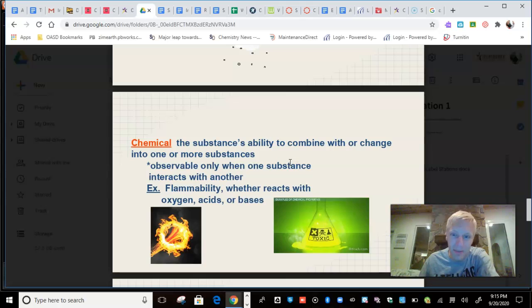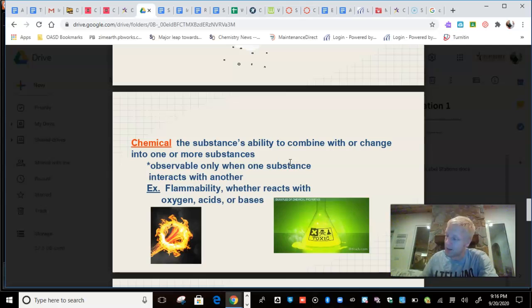Let's see. Ability to combine with or change into one or more substances. All right. So this is looking at how it interacts with other substances. It's kind of looking at its social IQ. How does it mingle with the other things?